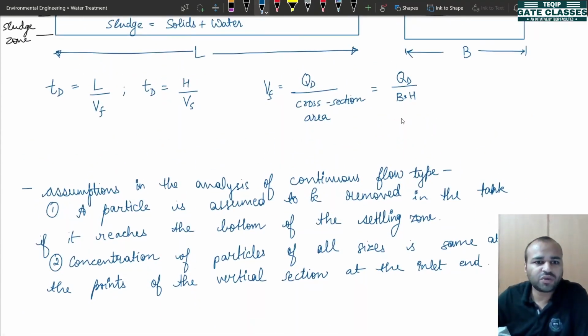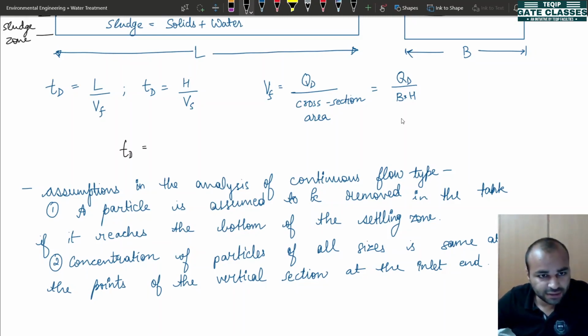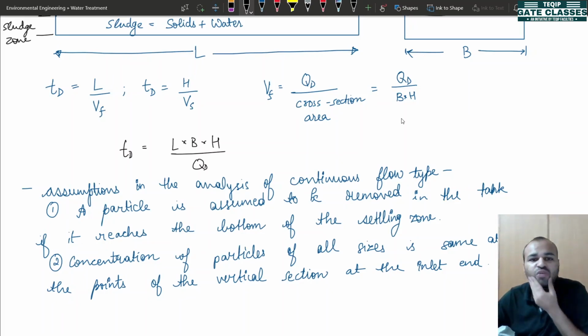Next, we can also relate detention time with it. So detention time will be given as length times breadth times height divided by your design discharge, that is volume by design discharge. And to simplify it further, this V is volume, so detention time is V by QD.